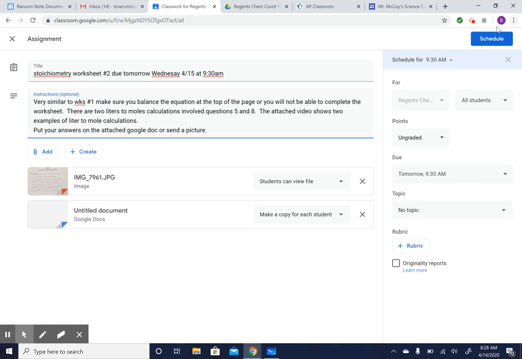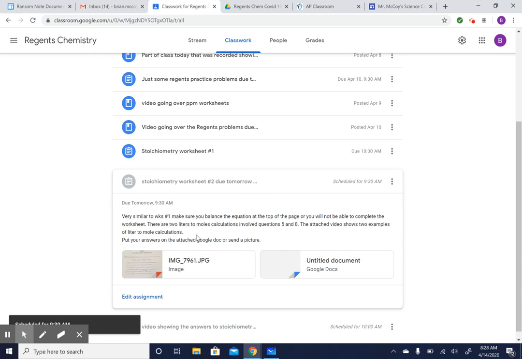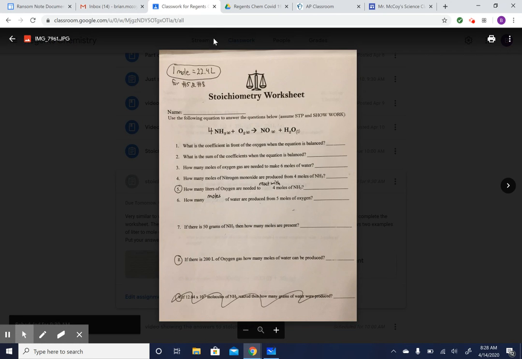All right, so we'll schedule that. Anyways, let's go back to this now. I'm going to show you here 1 mole is equal to 22.4 liters. It's probably going to take me 5 more minutes. So I'm going to go to the whiteboard here and show you how to do a calculation with that.